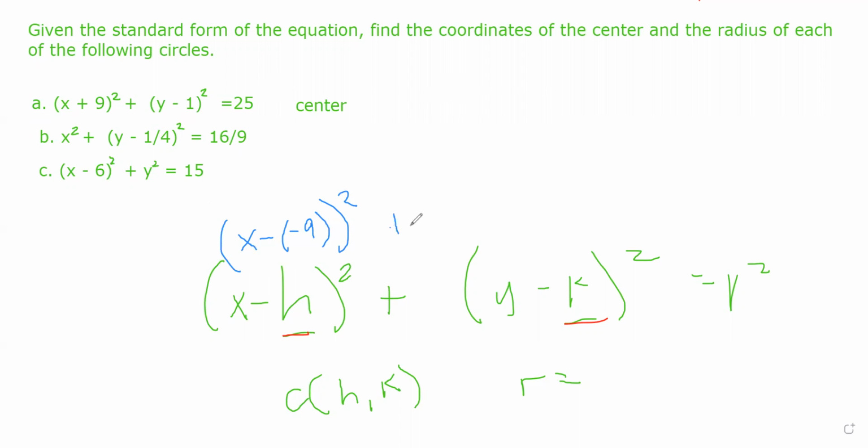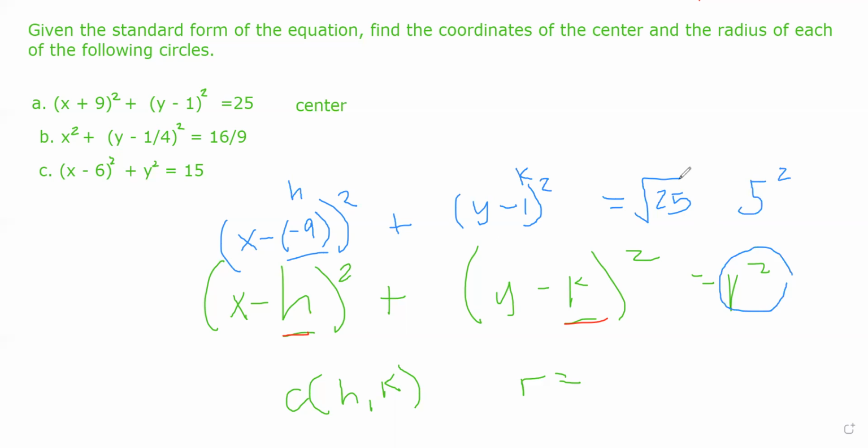Then plus, here we don't have a problem because we have subtraction, (y − 1)², is equal to, instead of 25, since the expression at the right-hand side is squared, we have to get the square root of 25. So this will be our h and this will be our k. h is −9, k is 1. And the square root of 25 is 5. So r is equal to 5.